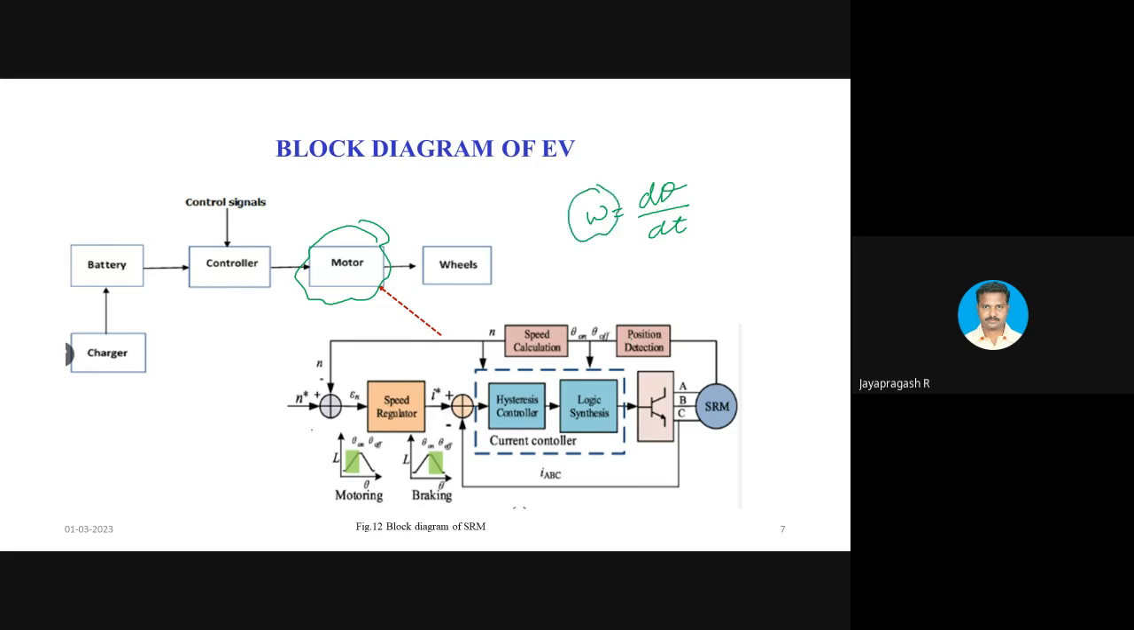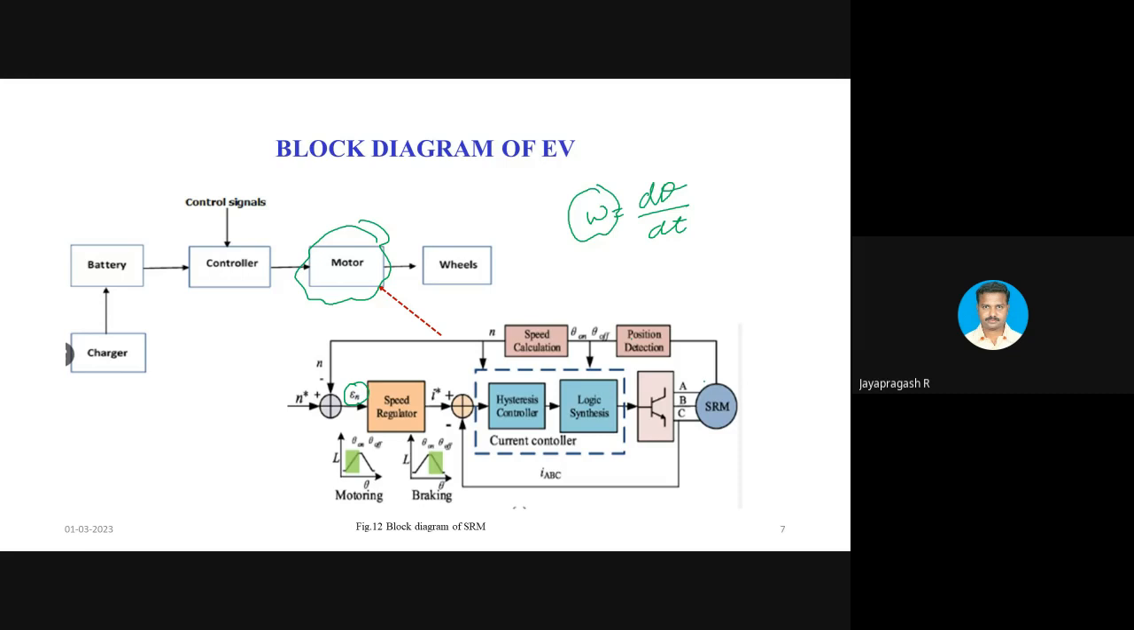So this speed can be compared with the actual speed. Error can be developed using a speed regulator. You can develop a current reference which can be compared with the actual current of the machine, and accordingly you can produce control signals to turn on the power electronic device which is present in a power electronic converter. So in this way only we can operate the SRM.